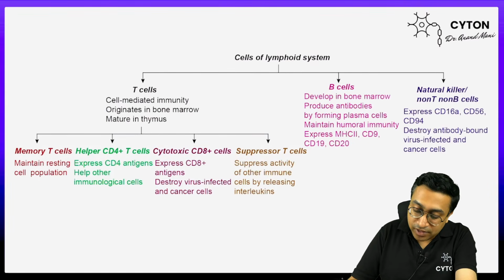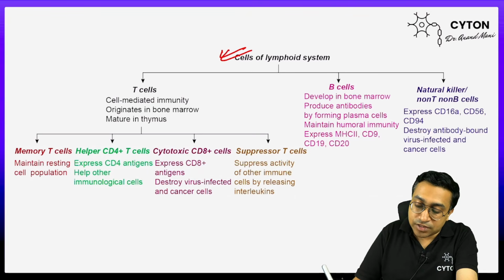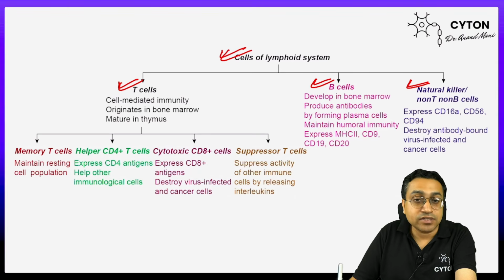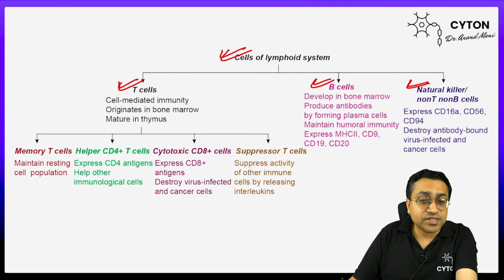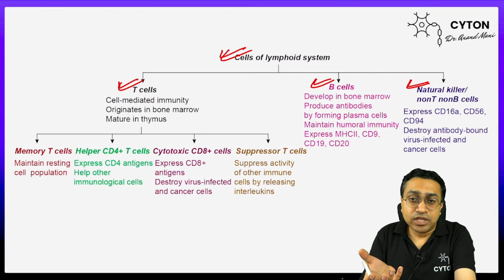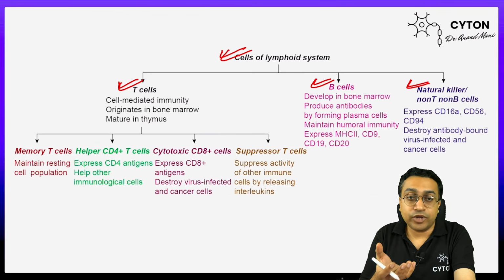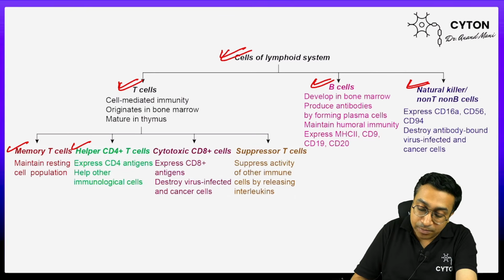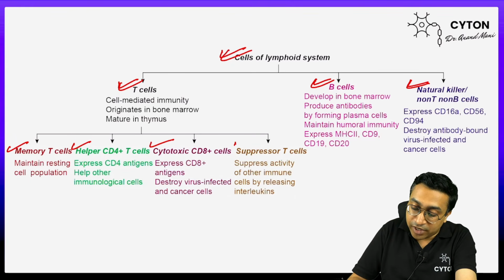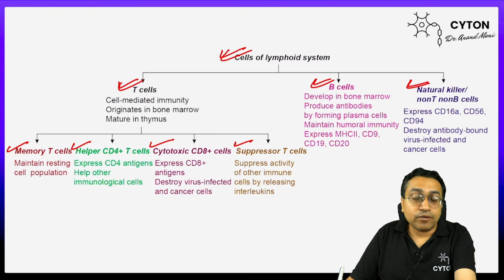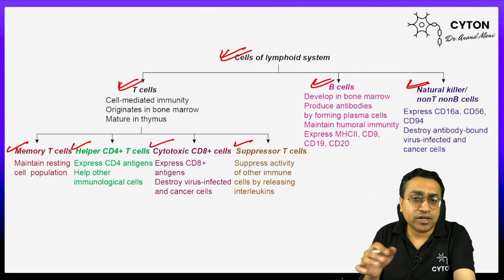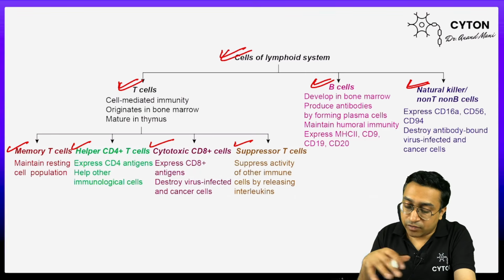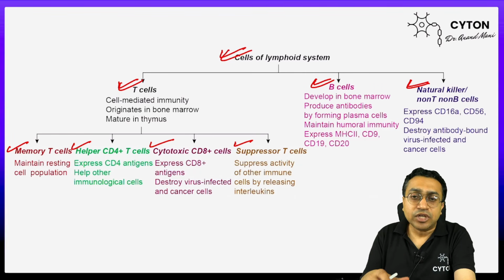Then you can see the cells of the lymphoid system, which include T cells, B cells and natural killer cells or NK cells. The lymphocytes are nothing but subsets of white blood cells, which form the major component of the lymphoid tissue. T cells or T lymphocytes have further classification into memory T cells, helper CD4 T cells, cytotoxic CD8 plus and suppressor T cells. You will study about them in quite detail later on, so I'm not going into too much detail. I've given you the flowchart here in the general anatomy section. You can read about it.